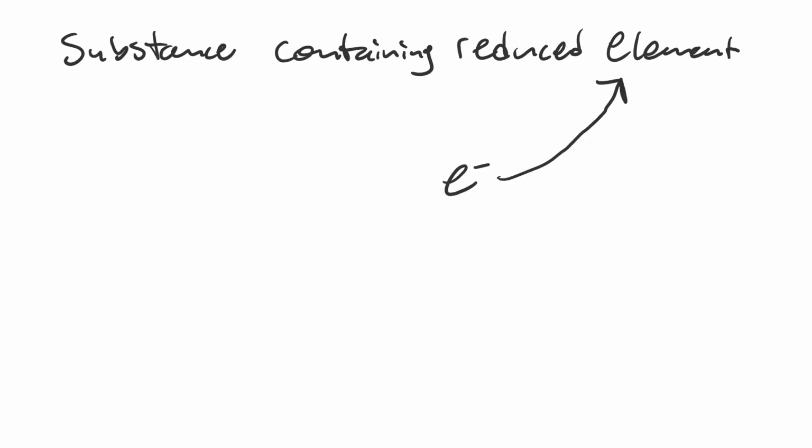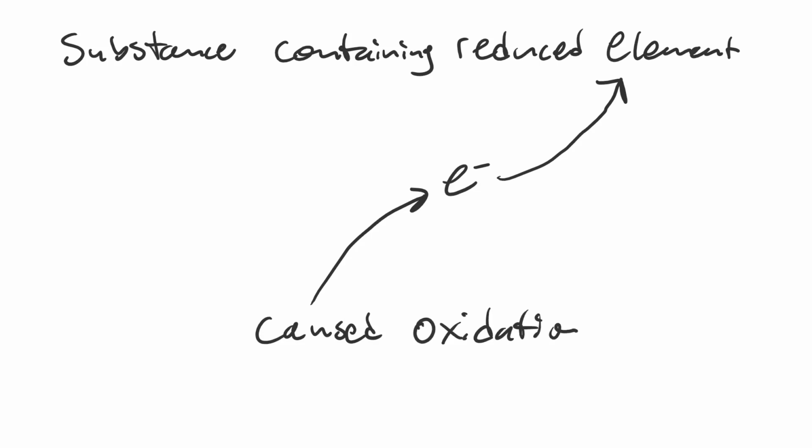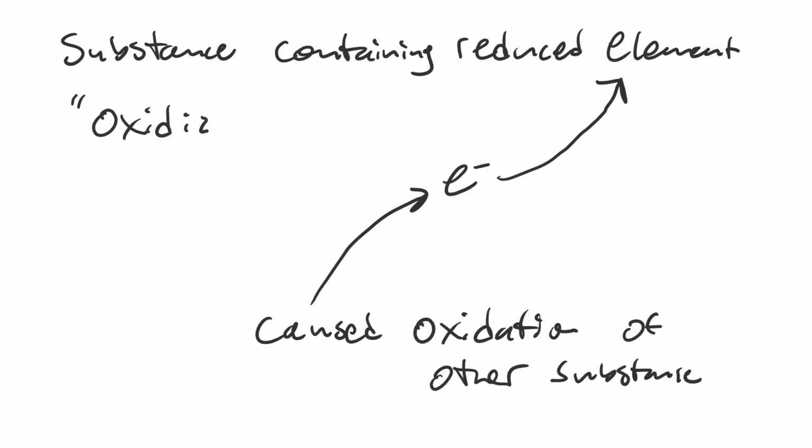The substance containing the element which was reduced had to gain electrons. That means it got them from somewhere. In other words, it caused the oxidation of the other substance. Thus, the substance containing the reduced element we call the oxidizing agent.